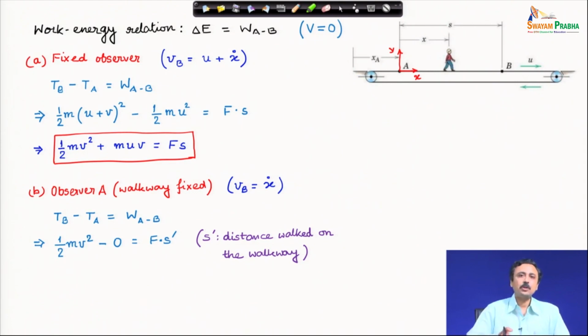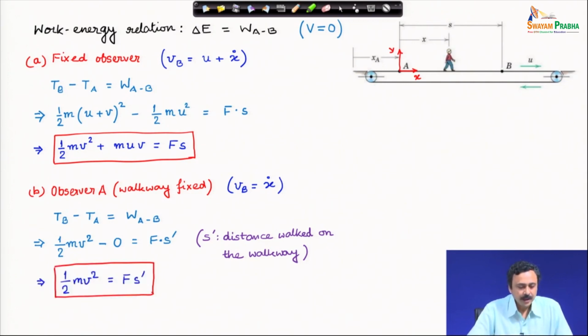The force on the boy's shoe is the same, whether it is measured by the ground fixed observer or the walkway fixed observer, but the distance travelled is different. Distance travelled on the walkway is different from that observed by the ground fixed observer. This you can very easily understand. And if you do this calculation, you get half m v square equals F times S prime.